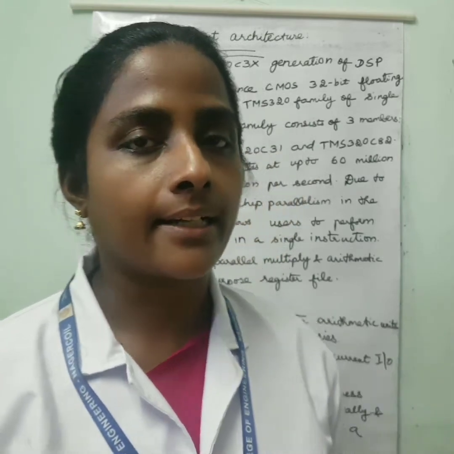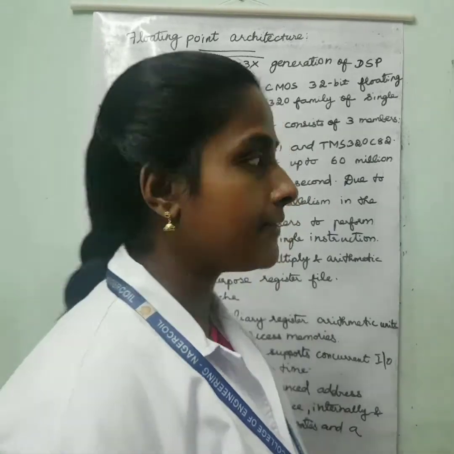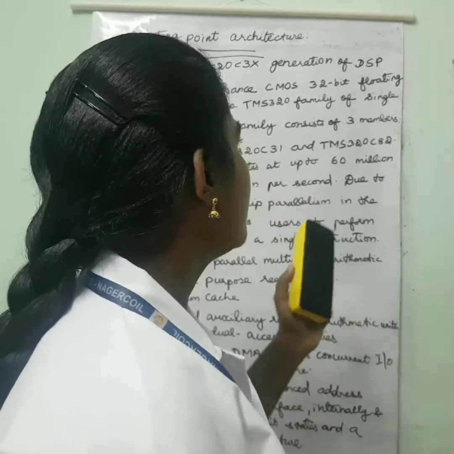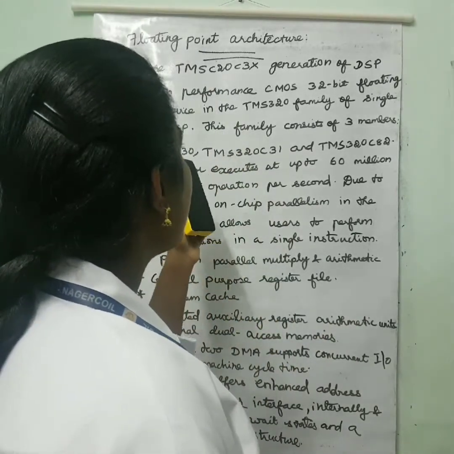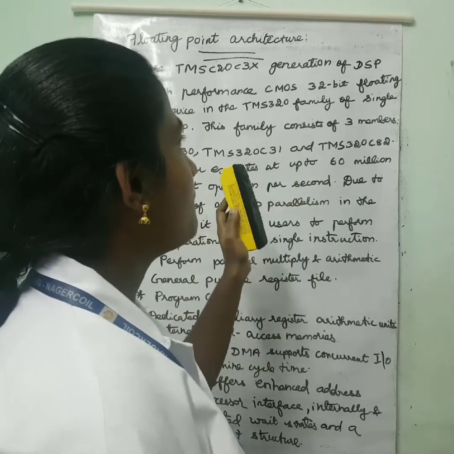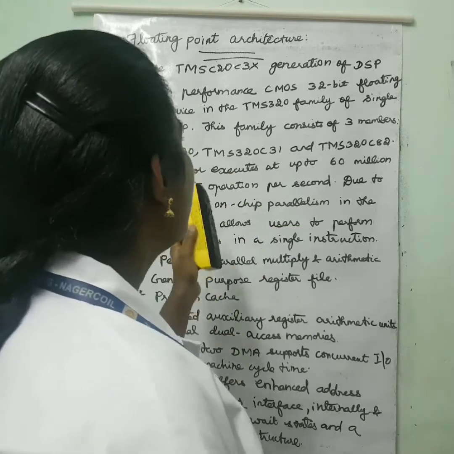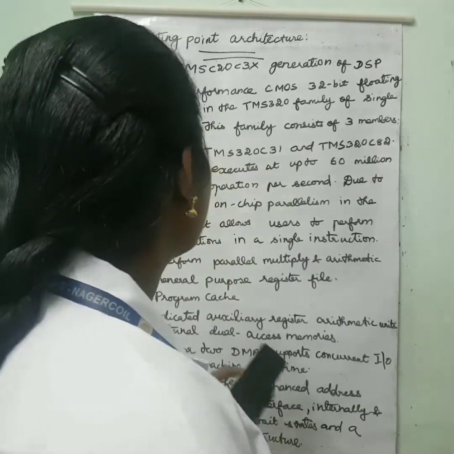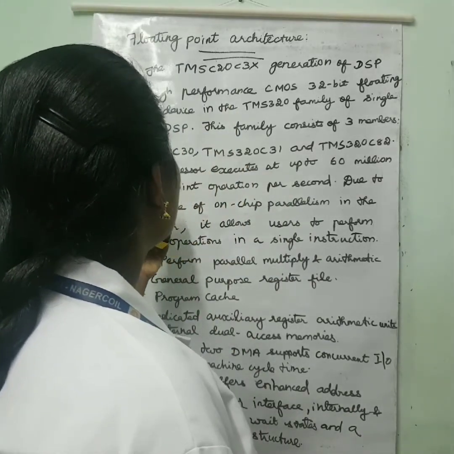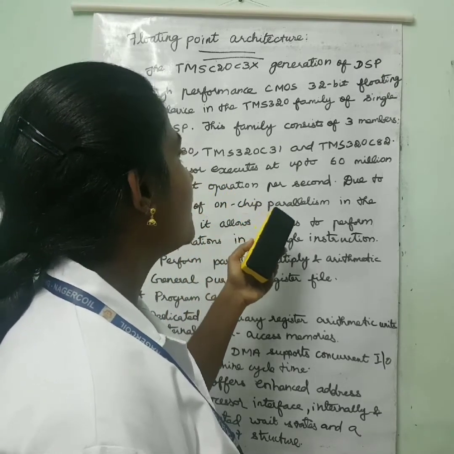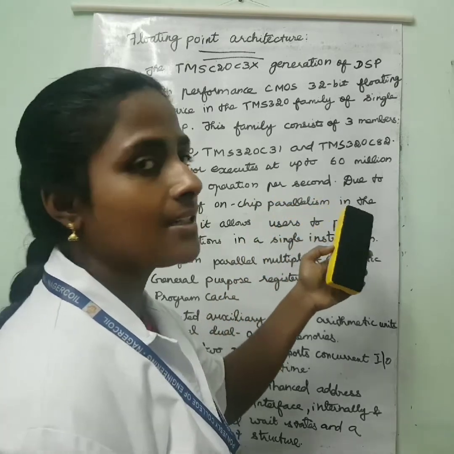Today I am going to teach about floating point architecture. In floating point architecture we are going to study the TMS320C3X. It is a high performance CMOS 32-bit floating point device in the TMS320 family. The TMS320 family consists of 3 members: the TMS320C30, the TMS320C31 and the TMS320C82.